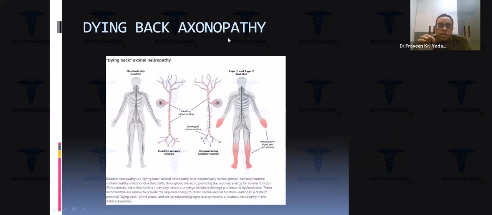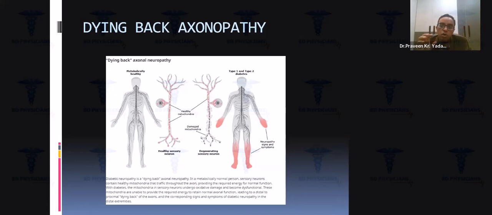So what does dying back axonopathy mean? Whenever there is a metabolic damage to the axon, the longest nerve fiber, that is the most distal part of the nerve, gets affected first. So the longest nerve fiber is affected, and the damage to the nerves starts distally and then it spreads proximally. So that is the rule.